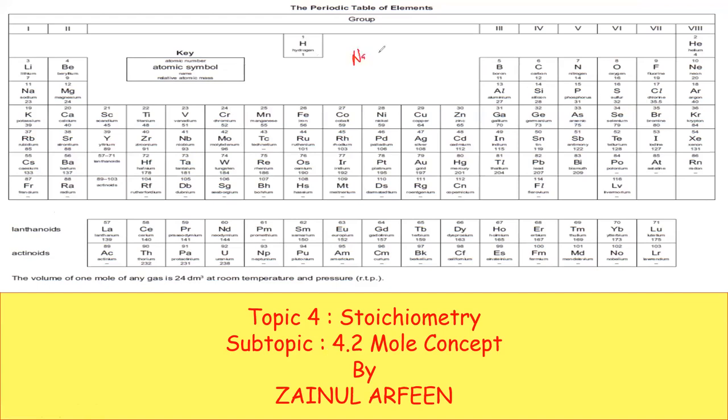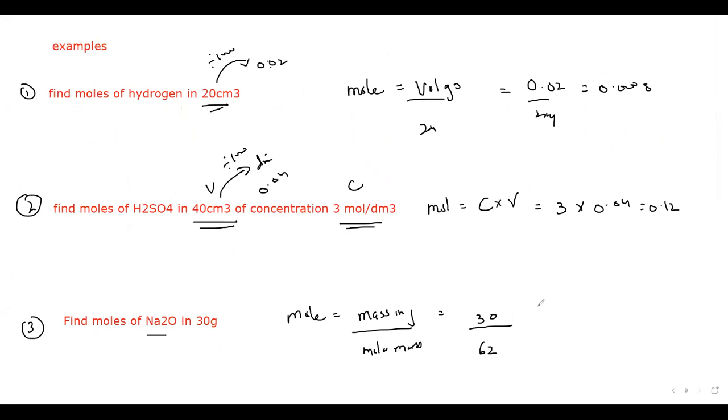The formula for sodium oxide, mass of sodium is 23 multiplied by 2 because there are 2, and mass of oxygen is 16, and we'll add, so 23 multiplied by 2, that's 46, plus 16, so it equals 62. So 30 divided by 62, which equals 0.48. So this is how we use the formulas.